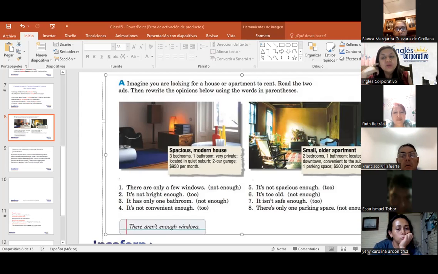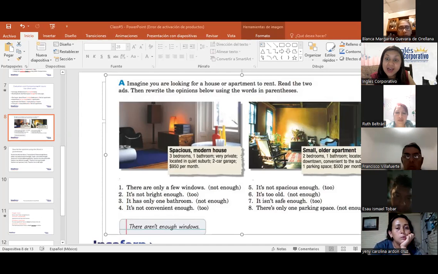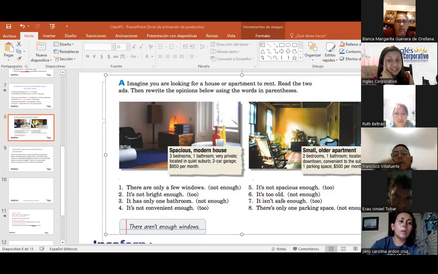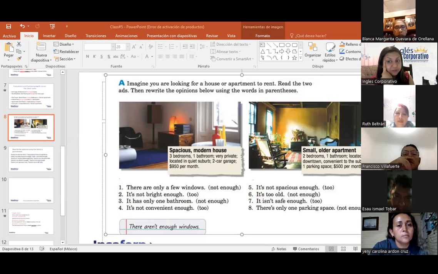Okay, number three. It has only one bathroom. It doesn't have enough. Exactly. It doesn't have enough bathrooms. It has only one bathroom because my family is big. You need more than one bathroom.